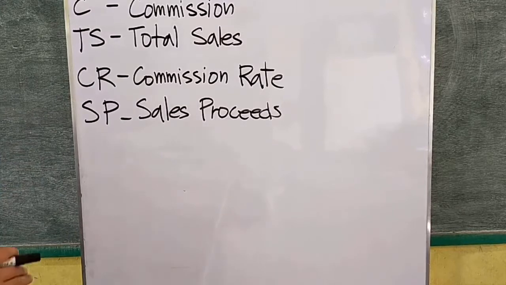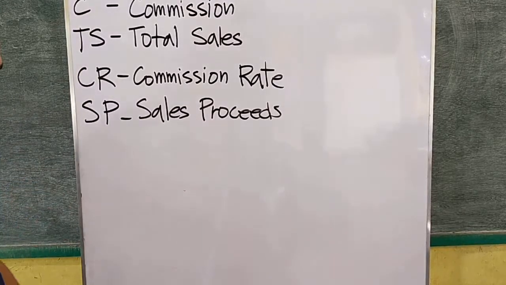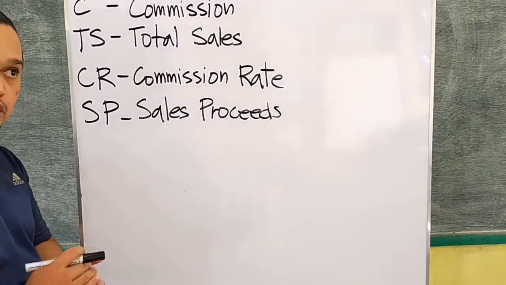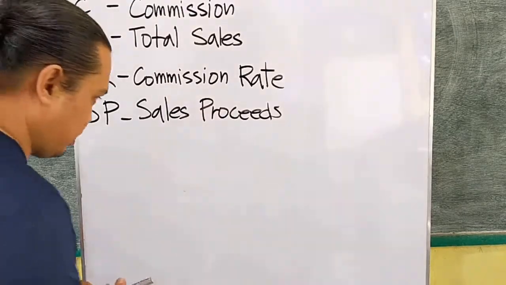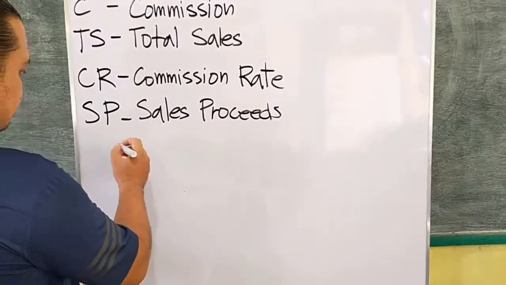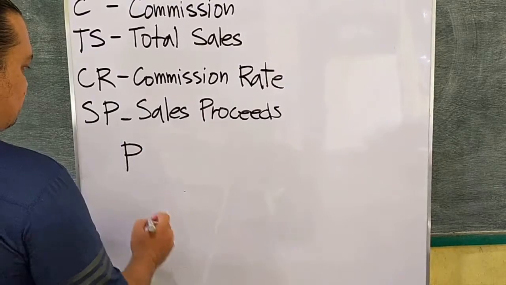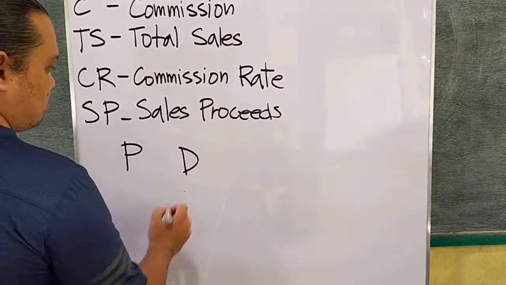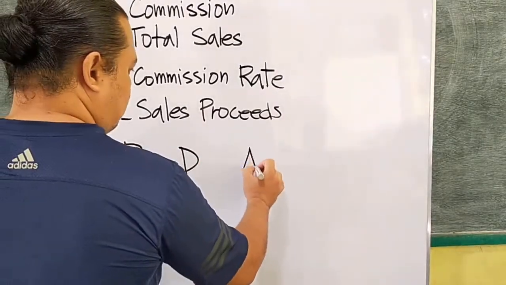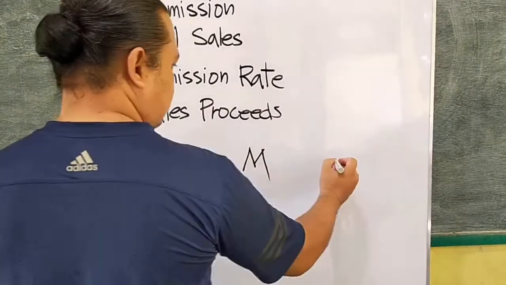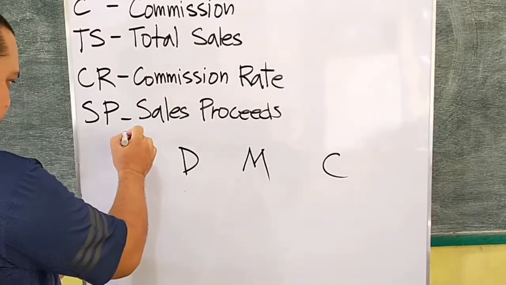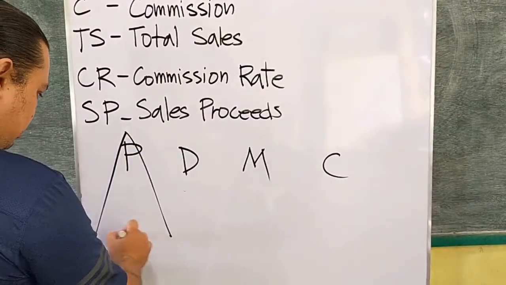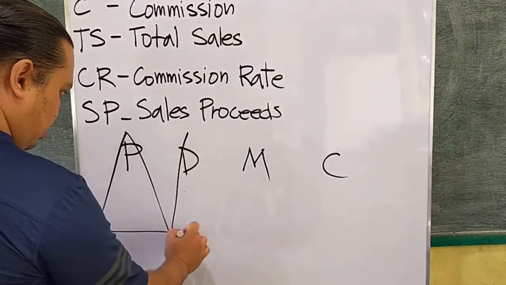Now, this is still under application of percent. So we have discussed four things: percentage, discount, markup, and this time commission. Now, if we are going to use the Tekans triangle, here is the Tekans triangle.